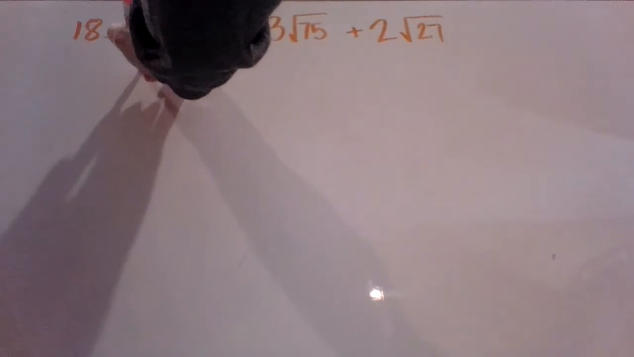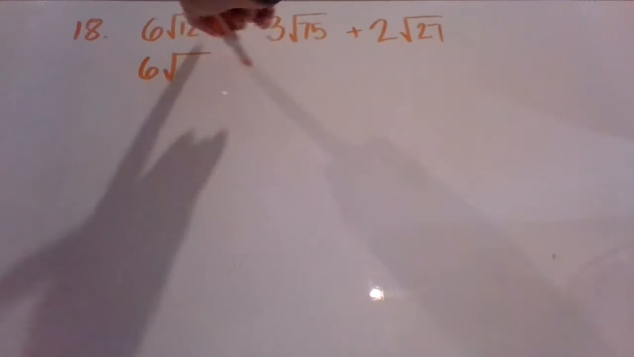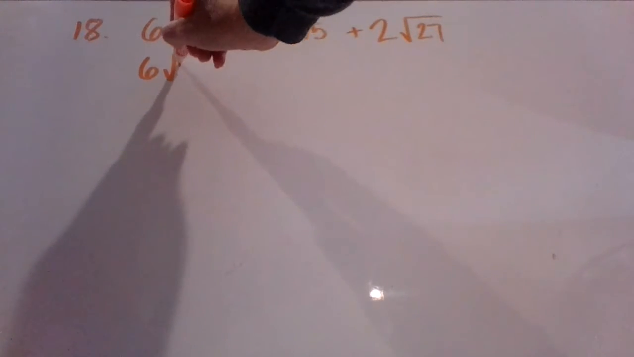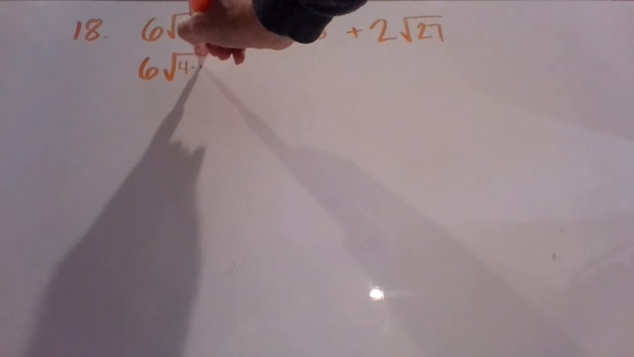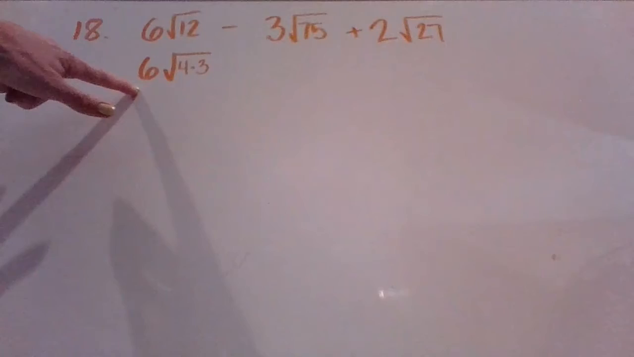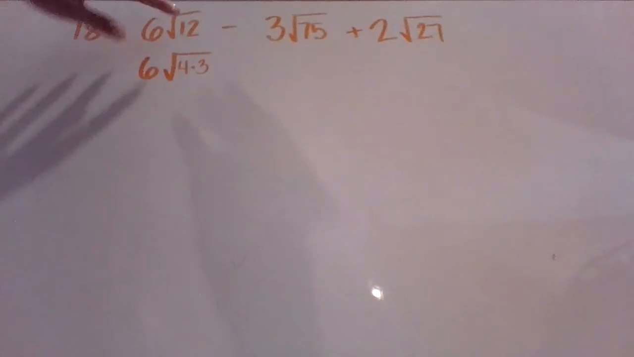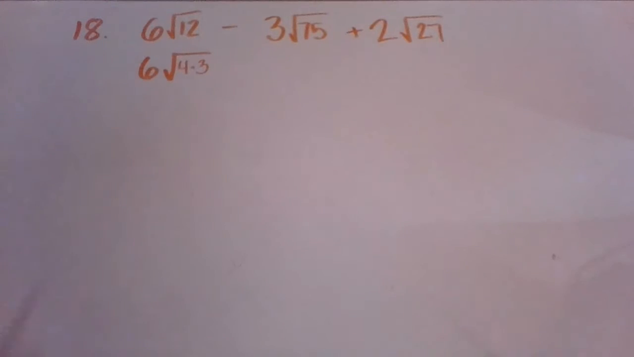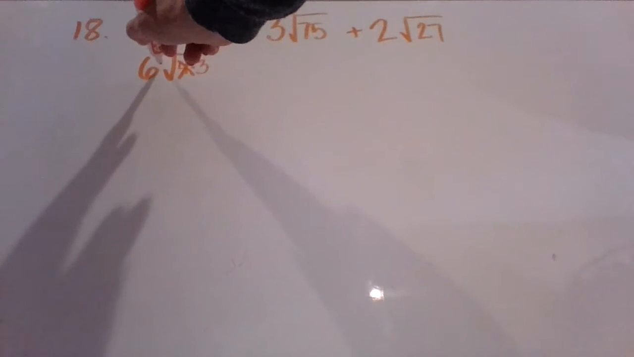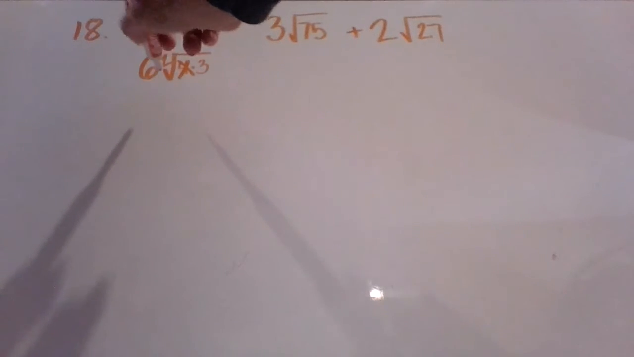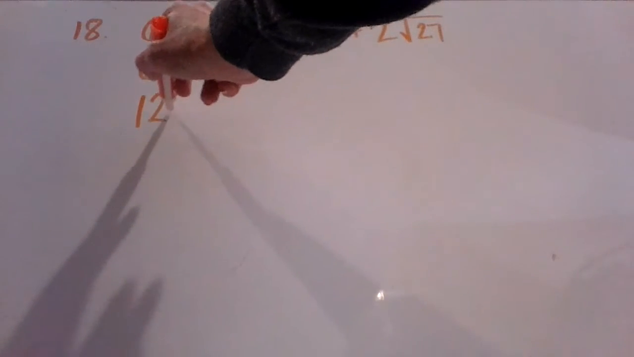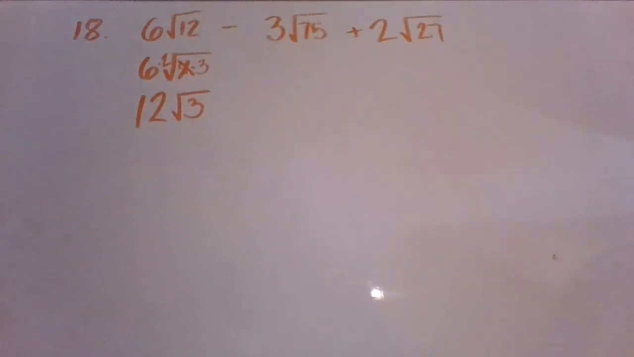So I want to break down 12. So 6 times the square root of 12 would be, I want to think of a perfect square, so 4 times 3. We'll go ahead and simplify these as we go, and then we'll be able to finish our answer at the end. So the square root of 4 is 2. That gets marked off, and then I multiply that by the 2 because it goes out there too. So it's 12 square root 3.